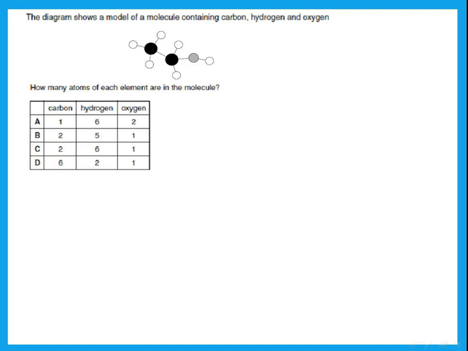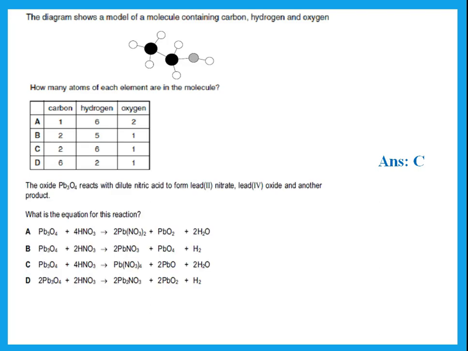Now the white circles have only 1 bond, and the atom that makes only 1 bond is hydrogen, because hydrogen has 1 electron and needs 1 more. So we have 1, 2, 3, 4, 5, 6 hydrogen. So the hydrogen is 6. And the gray ball must be the oxygen, because it has 2 bonds. And we know that oxygen is in group 6. It needs 2 electrons, so it makes 2 single bonds. And that means my answer is which one? C. Okay? Okay, next question.